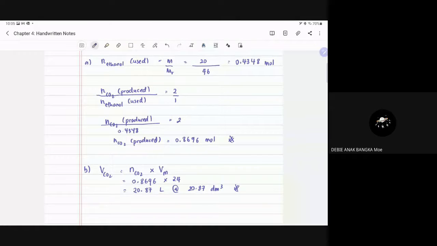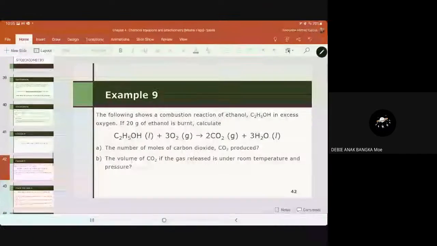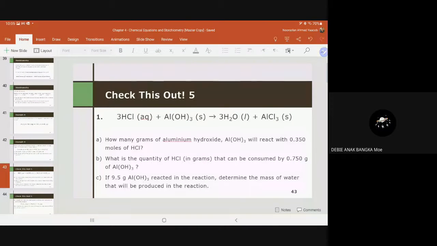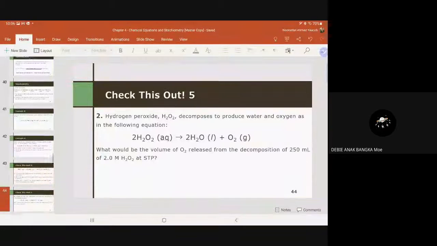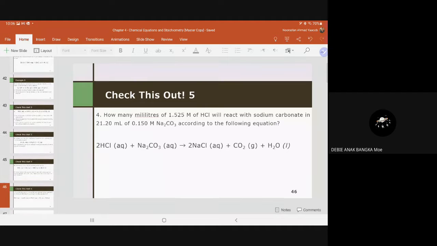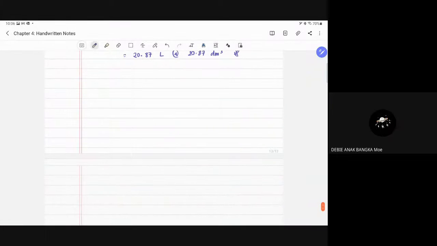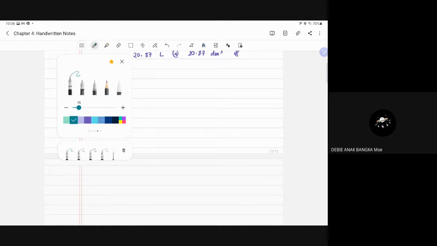Right. So now, what I want you to do is, okay, kalau kita tengok the next one is check this out 5. Okay. Dalam slide tu, check this out 5. So, soalan 1, soalan 2, dan soalan 3, dan soalan 4. So, there's a lot of exercise here. What I want you to do is, this will be your homework. Jadi, let me write it down. Okay. Homework today. So there's a lot of homework today actually.